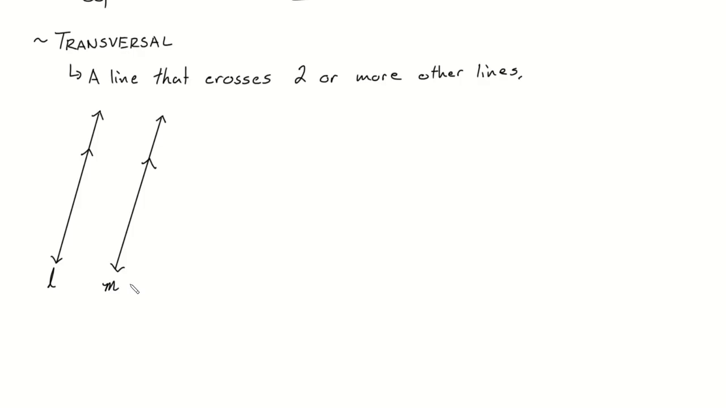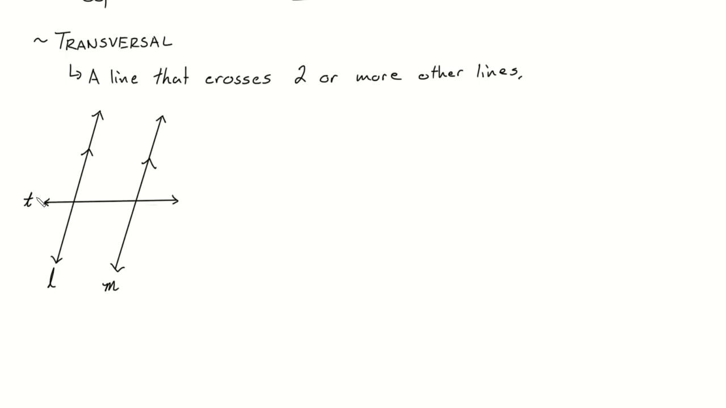Okay, we're going to sneak in one more line or ray or segment. And let's knock this out. We're going to name this one T. Any guess on why I called this line T? It's the transversal. So for each of the following, we are going to use this exact same picture.